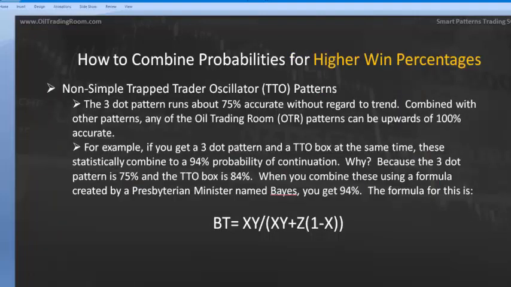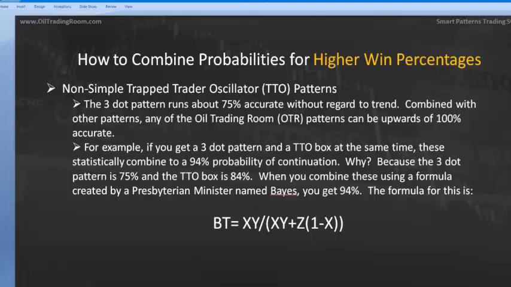So the 3-dot pattern is about 75% without regard to trend. Combined with other patterns, you can get it even higher. So I'm going to show you how you do that. If you get a 3-dot pattern and a TTO box pattern at the same time, which I've already pointed out to you, these statistically combine to 94% probability of continuation.